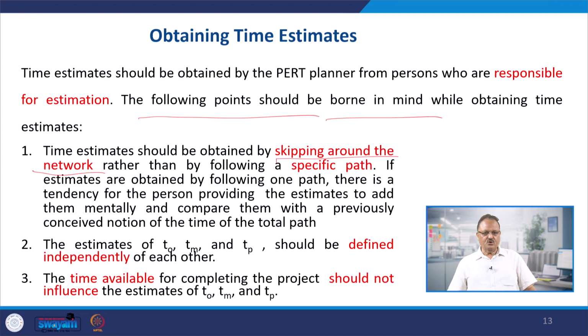Second thing is, these estimates, that is the optimistic time, most likely time and the pessimistic time, should be independent of each other. They should not be linked to each other. This is my optimistic time, this is my most likely time, and this is my pessimistic time, and they should be developed independently. Third important thing is, the time available for completing the project should not influence the estimates of the optimistic, most likely and the pessimistic times.